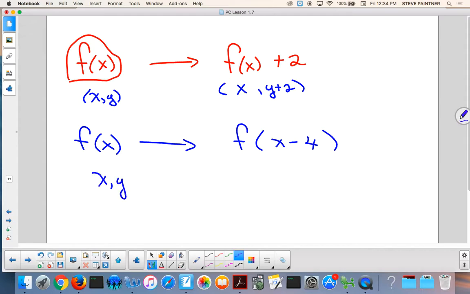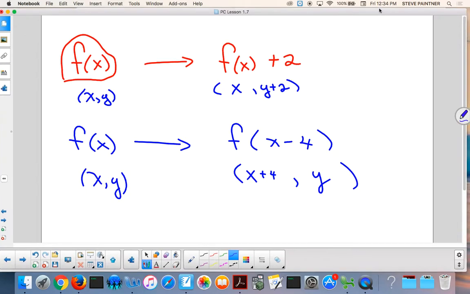But what if I look at just the ordered pairs on the parent? What would you do to the parent ordered pairs? X what? Plus 4. Because you said go right, it's plus 4. What do you do to the y? Don't do anything. Got it? Okay, let's do it again.